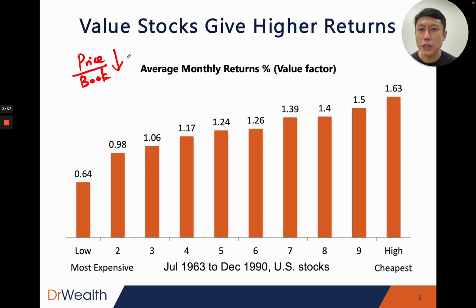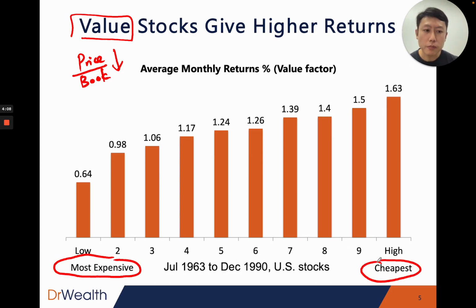So with this one metric, they were able to determine what value means. And they calculated all the price to book ratios for the stocks in the universe. And they ranked them from the most expensive to the cheapest. And they grouped them into 10 equal groups. Group 1 will be the most expensive group, and group 10 will be the cheapest group. Alright, so that is the scale that we're talking about.